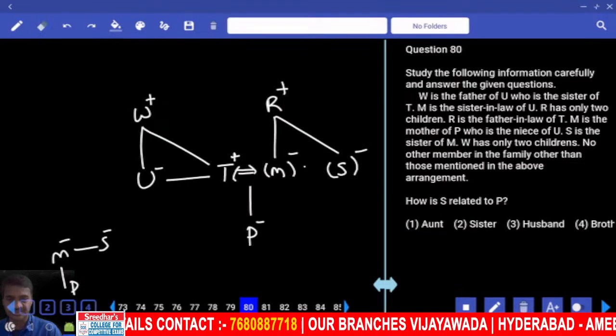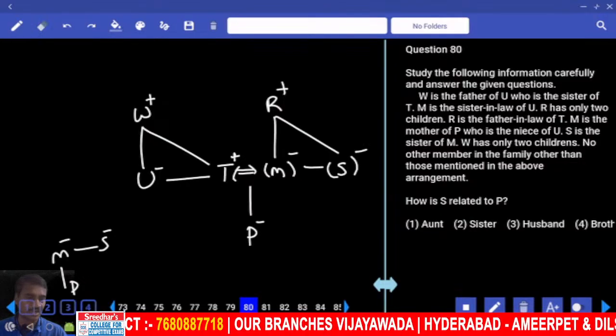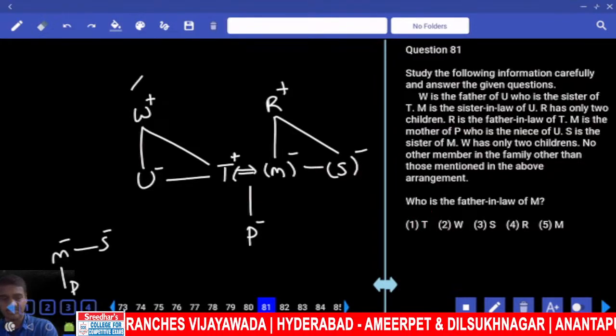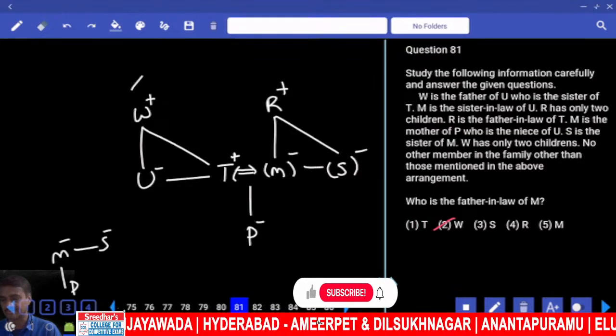Then 80, how is S related to P? Now P is mother's sister and mother's sister aunt. Aunt choice 1. 81, who is the father-in-law of M? Now W is the father-in-law of M. Choice 2, question number 81.